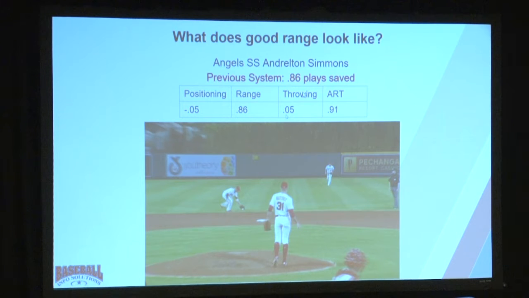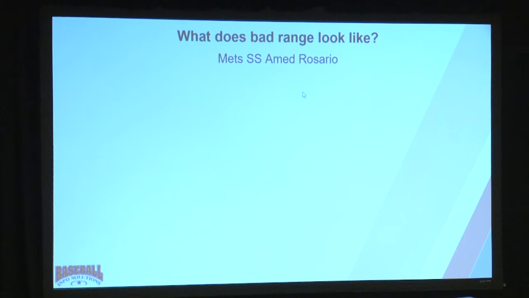He gets a small throwing credit, but the bulk of the credit for this play is because of what he did to come over the middle to make the play. And as a result, he's now getting 0.91 plays saved. So it's a small difference. But again, the point being here that we can illustrate where the value comes from. And in this case, the value comes from range.